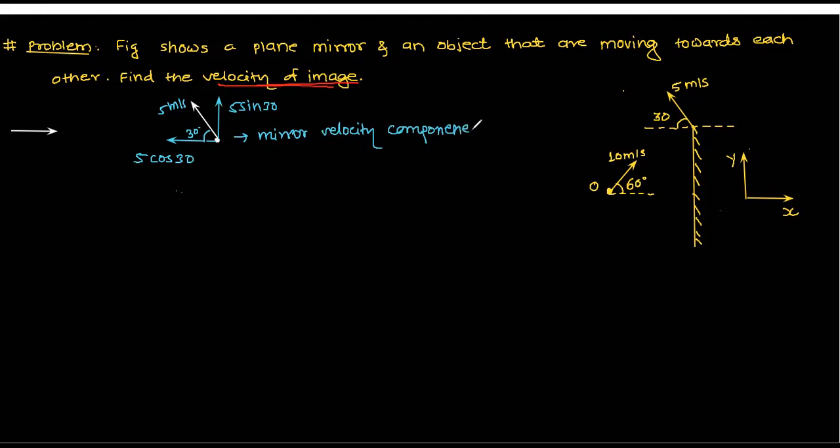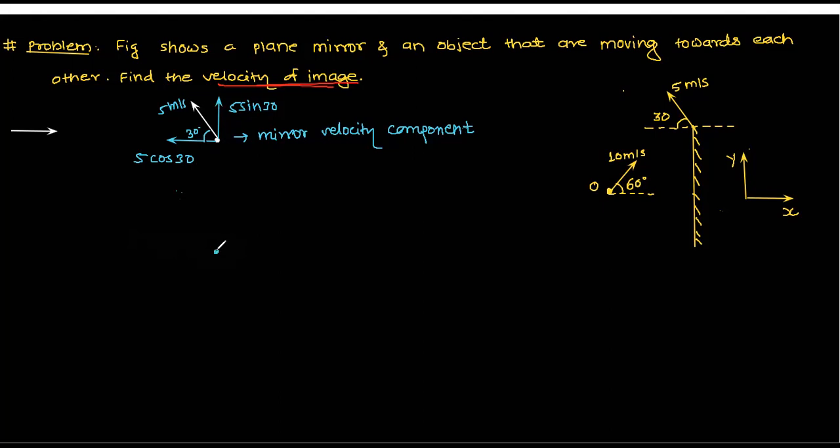Any doubt? Yes or not? So did you understand now? Velocity components we have resolved. Got it? Can you see here? This is 5 sin 30 and this is 5 cos 30. Okay, understood. Next.